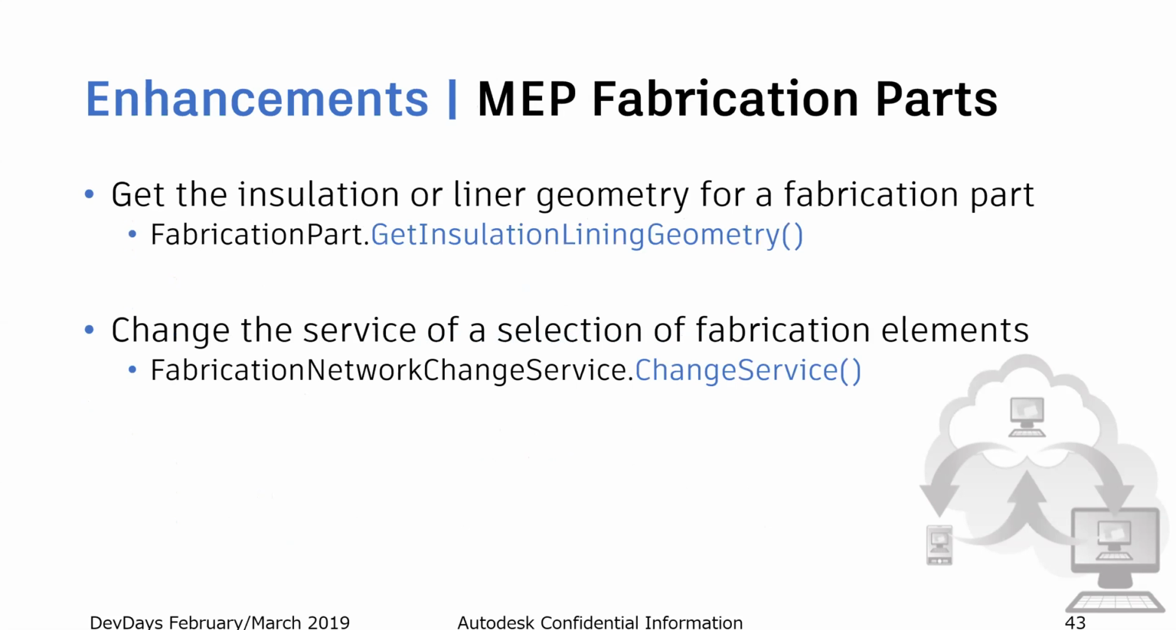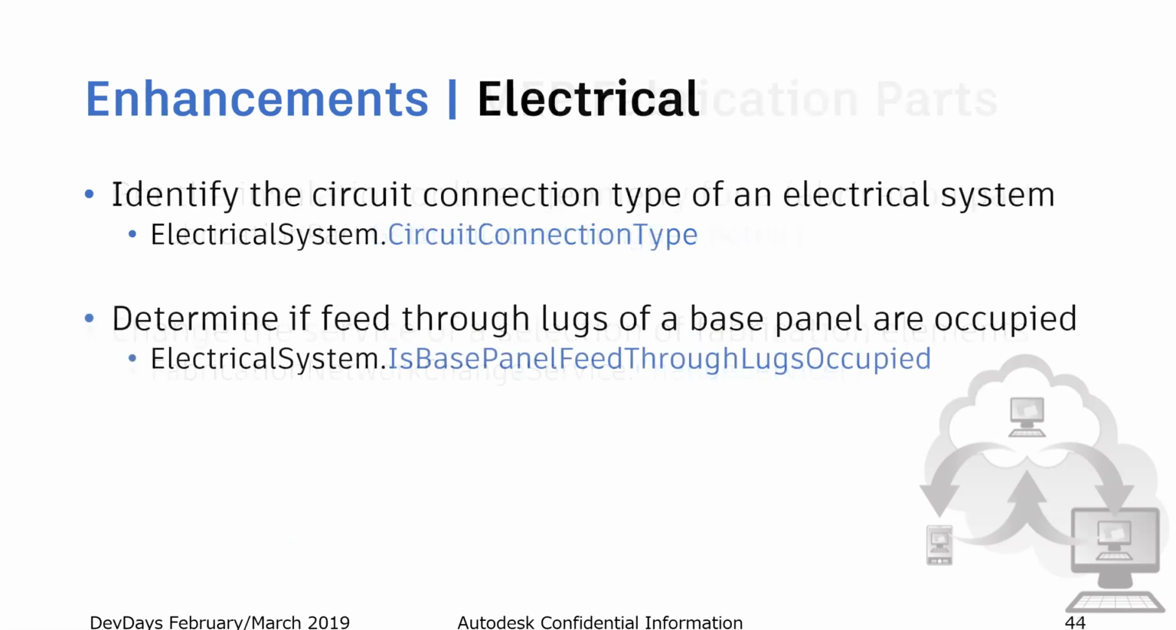And then in terms of MEP Fabrication Parts, you now have the ability to get the insulation lining geometry for a fabrication part. And then given a selected set of fabrication elements, you can go ahead and change the service that's associated with them. Small enhancements were probably really useful in terms of efficiently changing the behavior of things.